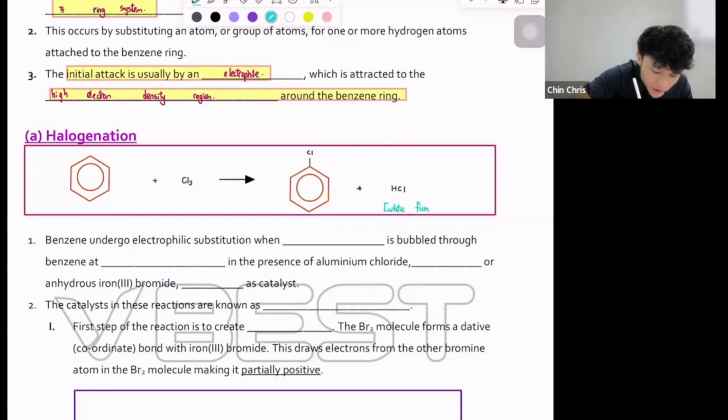Okay, so guys, when the HCl is formed, you see white film here.